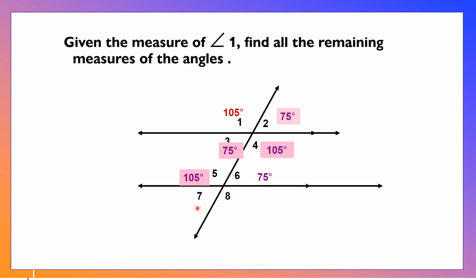Next, angle 7 is equal to 75 degrees, kasi angle 6 and angle 7 are vertical angles.